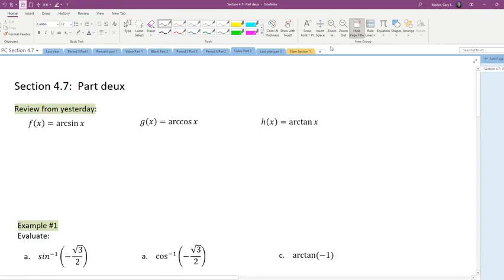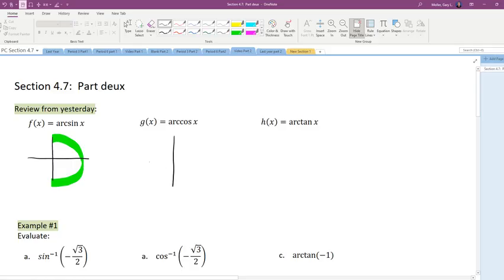All right, so reviewing from yesterday, we know that arcsine is going to return a value of an angle between quadrants 1 and 4. So we're going to get an answer somewhere in here.